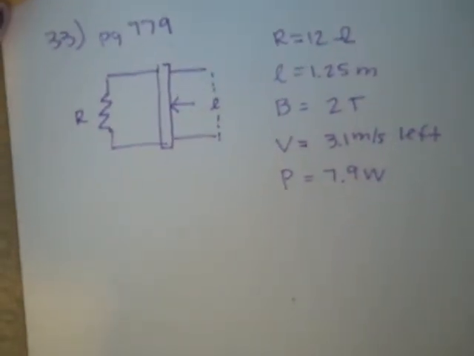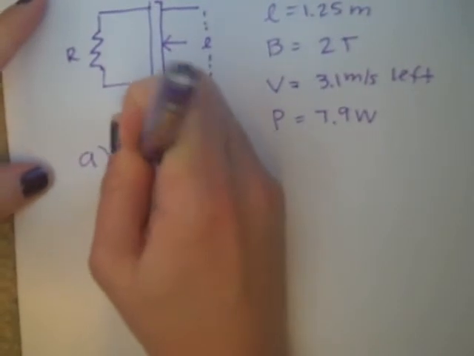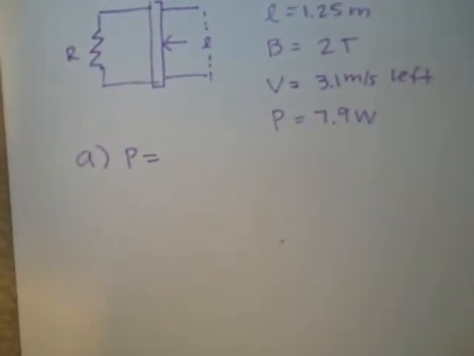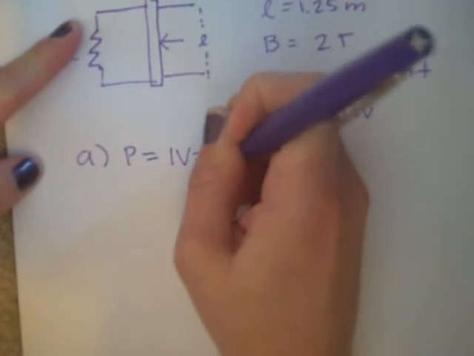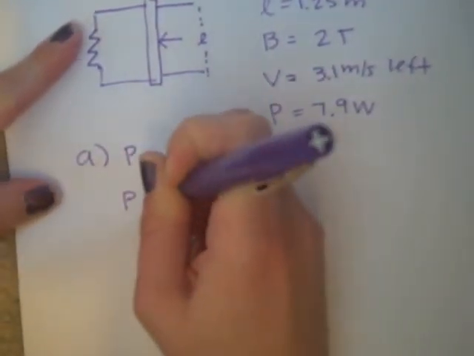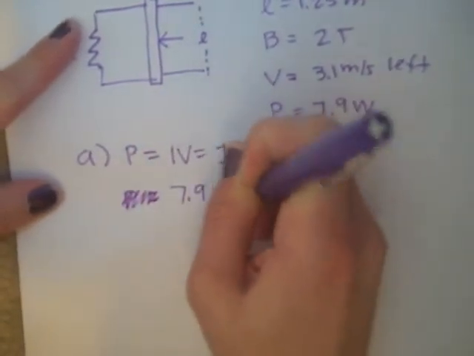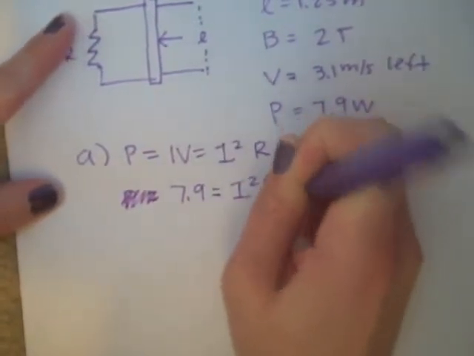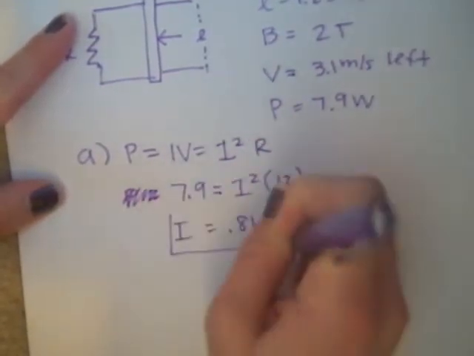So in part A, we want to find the power, or I guess the induced current if the power is 7.9 watts. And so we will go ahead and use P equals IV, which is the same thing as I squared times R. And you can go ahead and get 7.9 equals I squared times 12. And you can solve for I to be 0.81 amps.